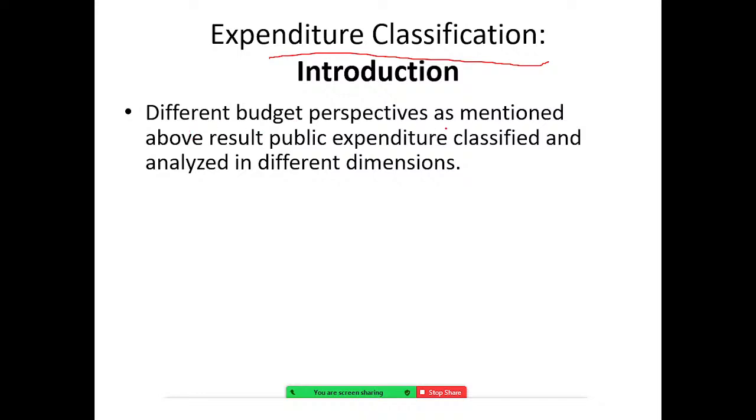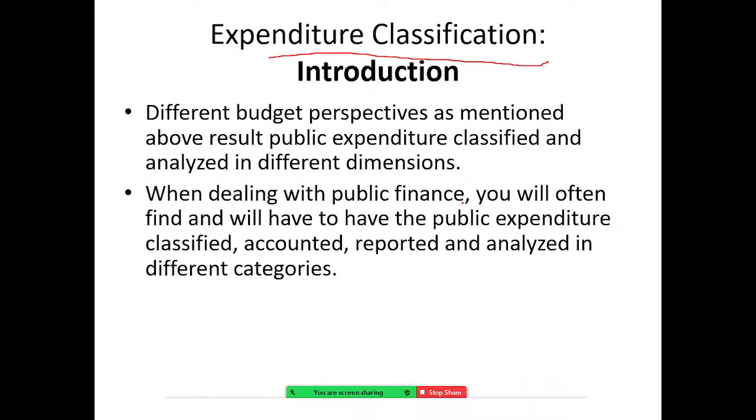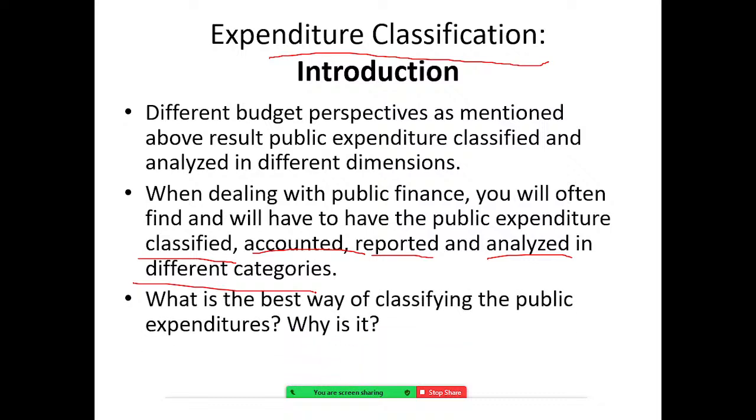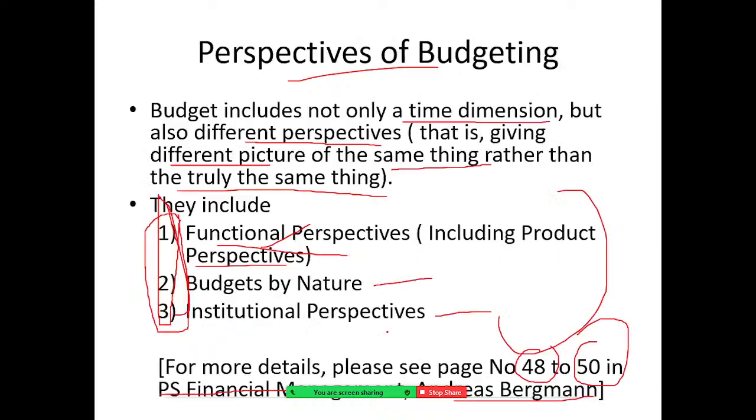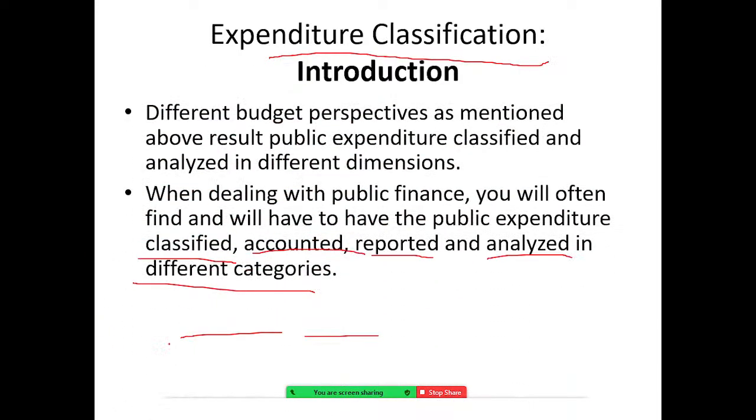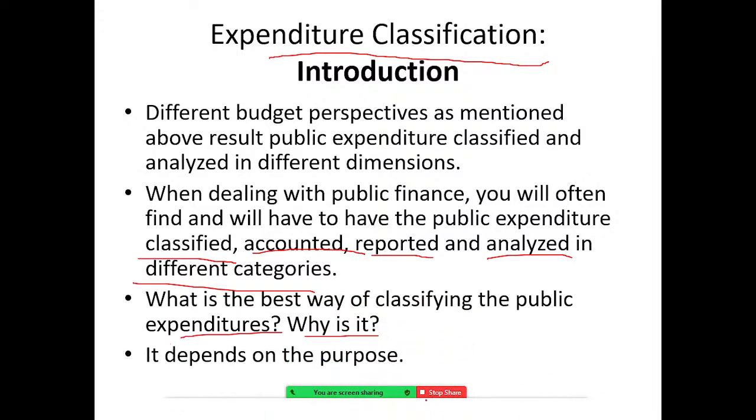Different budget perspectives, as mentioned above, result in public expenditure being classified and analyzed in different dimensions. When dealing with public finance, you will often find public expenditure classified, counted, reported, and analyzed in different categories. So what is the best way of classifying public expenditure? We have three perspectives: functional perspective, budget by nature, or institutional perspective. Out of these, what is the best way of classifying expenditure when preparing the budget? The answer is, it depends on the purpose.